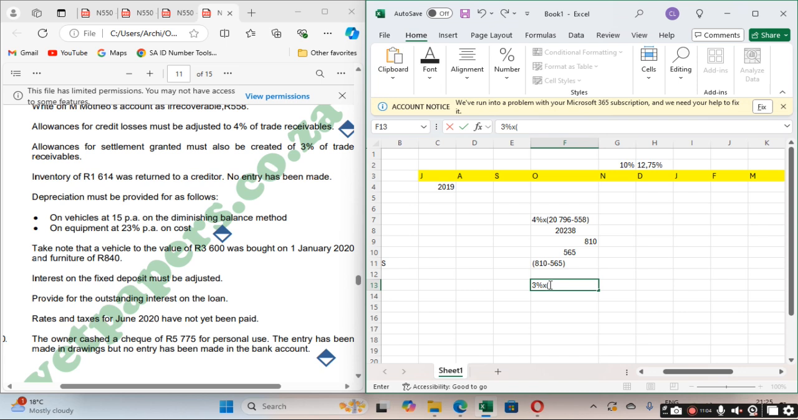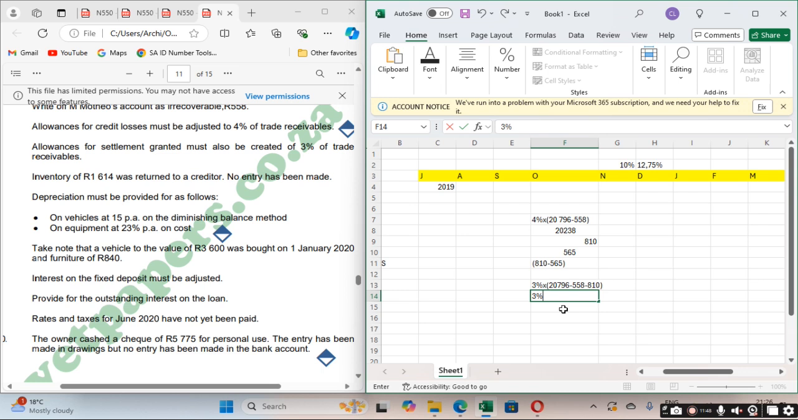So multiplied by, open bracket, we need to say 2796 minus 558. We must also minus what? Our allowances for credit loss, which is our 810, and then close bracket.